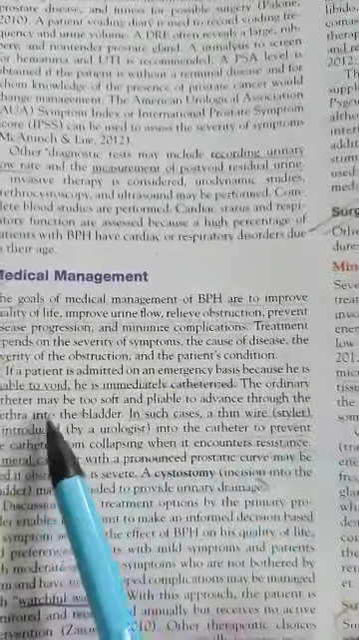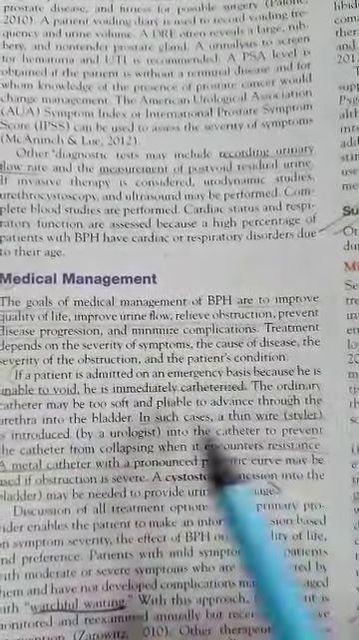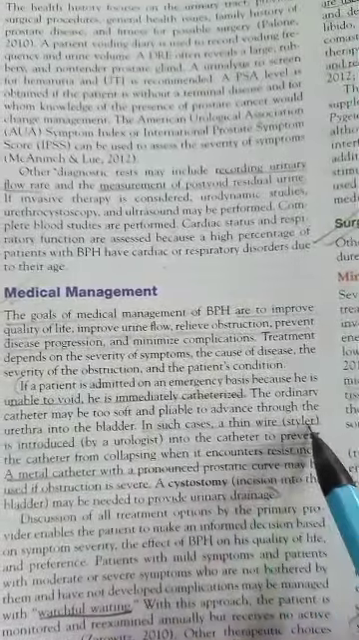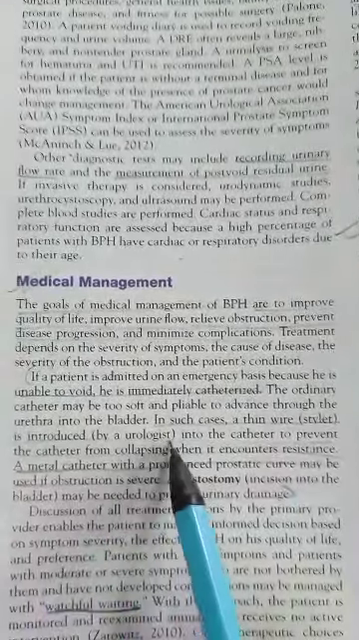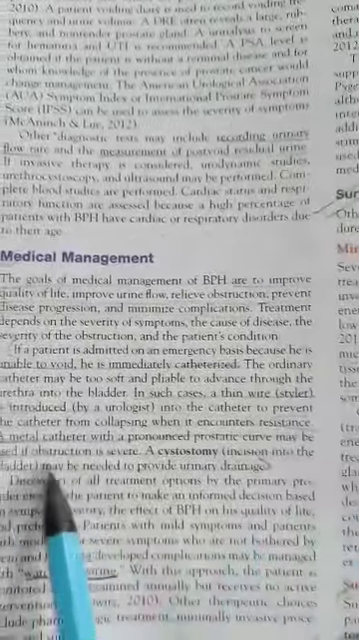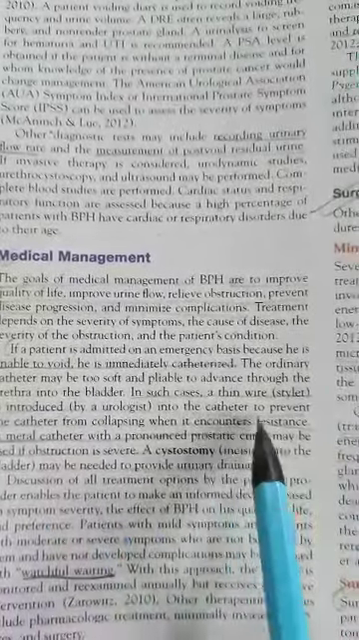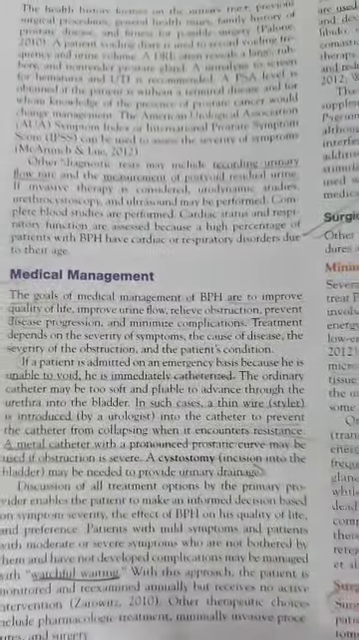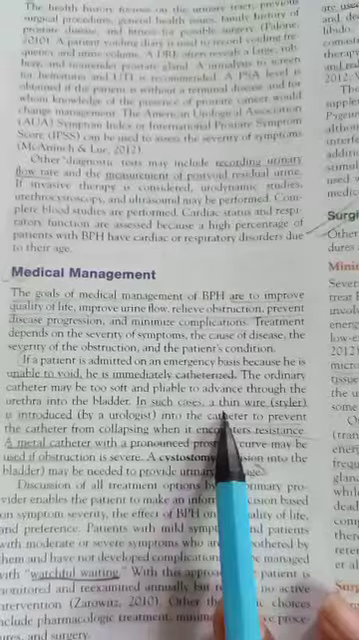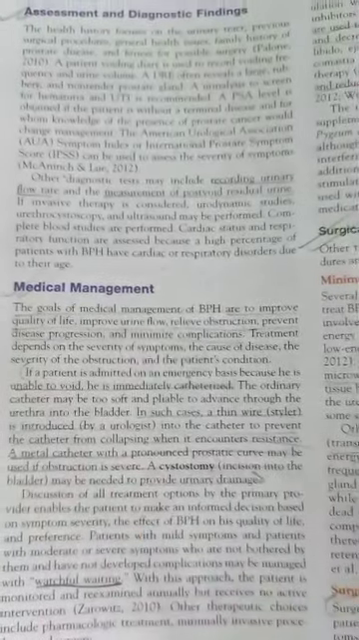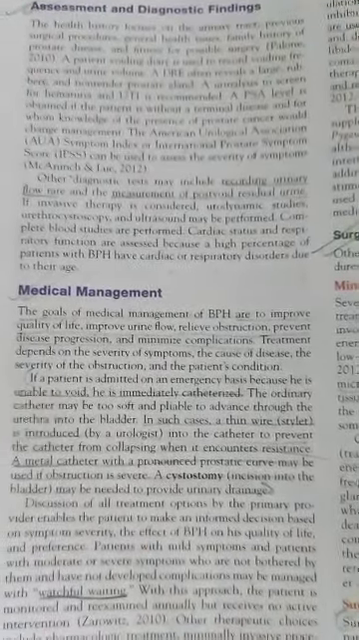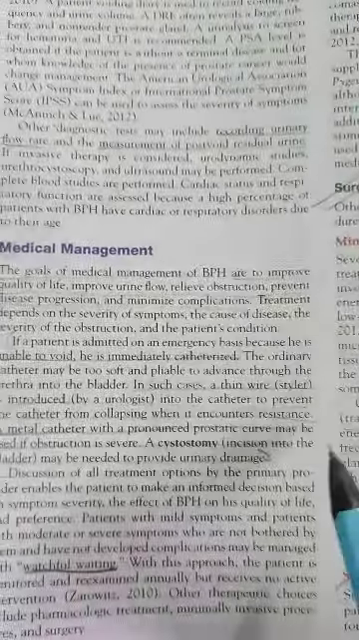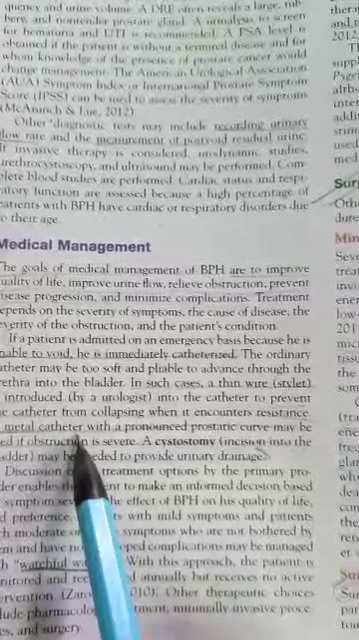The ordinary catheter may be too soft and pliable to advance through the urethra into the bladder. So in such a case, a thin wire stylet is introduced by a urologist into the catheter to prevent the catheter from collapsing when it encounters resistance. This is done by the urologist. They insert the stylet into the normal catheter, and then they introduce the catheter into the urethra.